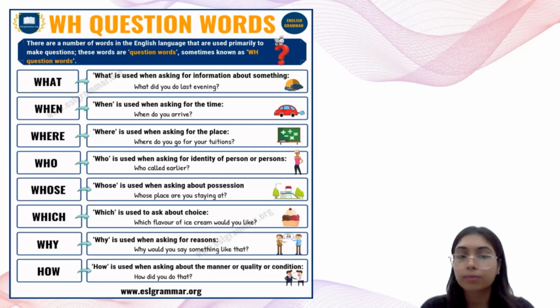Then we have who. So who is used when asking of identity. जब हमें किसी person की identity को जानना होता है, तो then we ask who. Okay, कई बार पूछते ना, okay who are you, so I want to know that what is your identity. I might not know you. और मैं कि who called earlier, so I want to know कि किसने call किया.